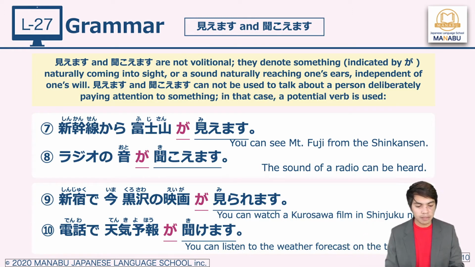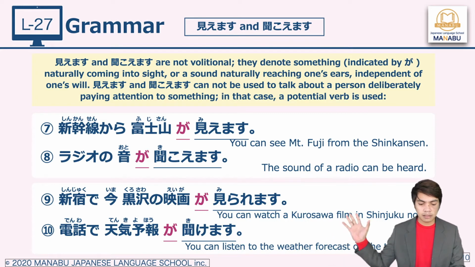So example number 8 for the verb kikoemasu. Radio no oto ga kikoemasu. So for example, you are sitting and suddenly the sound of a radio can be heard, or this is sound naturally reaching one's ears. Okay, the sound of a radio can be heard.